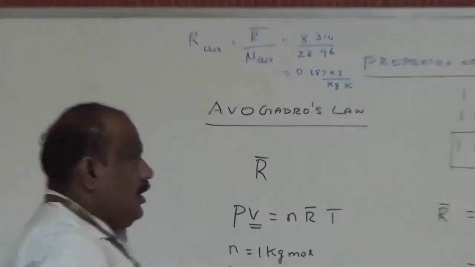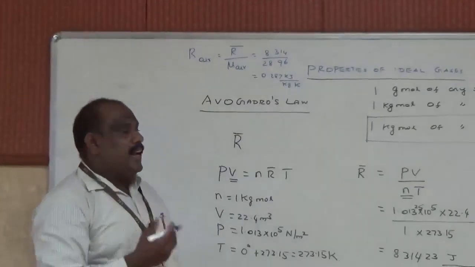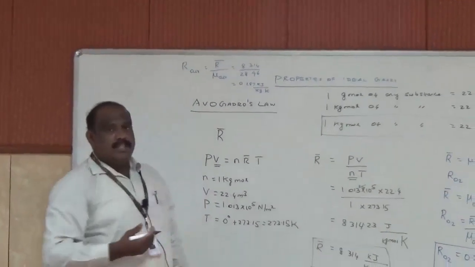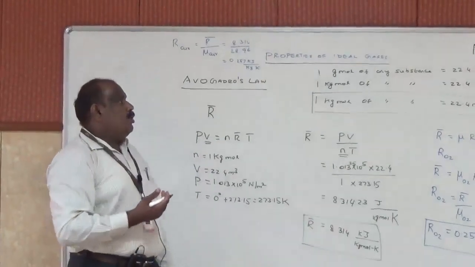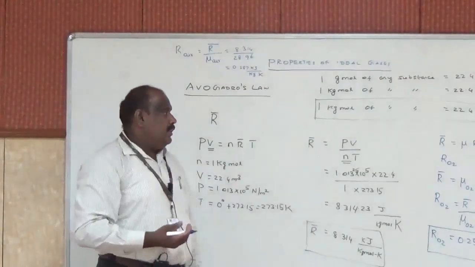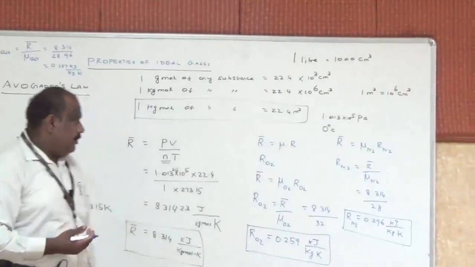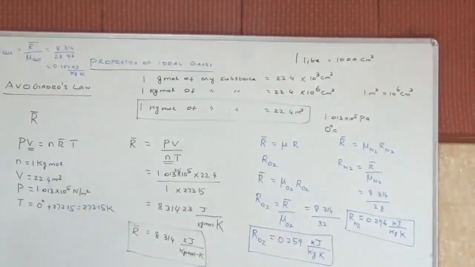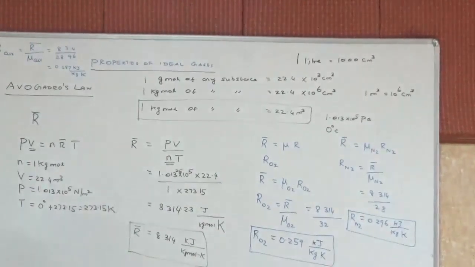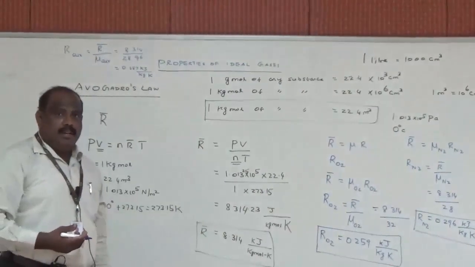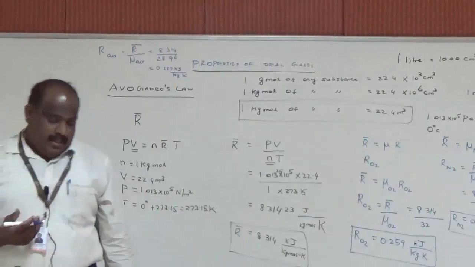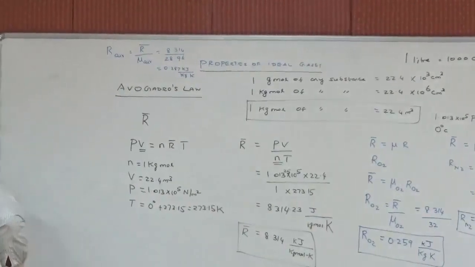So now I hope you know what is meant by the ideal gas equation in terms of mass basis and in terms of molar basis. You know the difference between R and R bar, that is the gas constant and universal gas constant, and you know the relationship between them. We also know the advantage of Avogadro's law. From Avogadro's law only we derive the value of R bar. So we move to the next step.